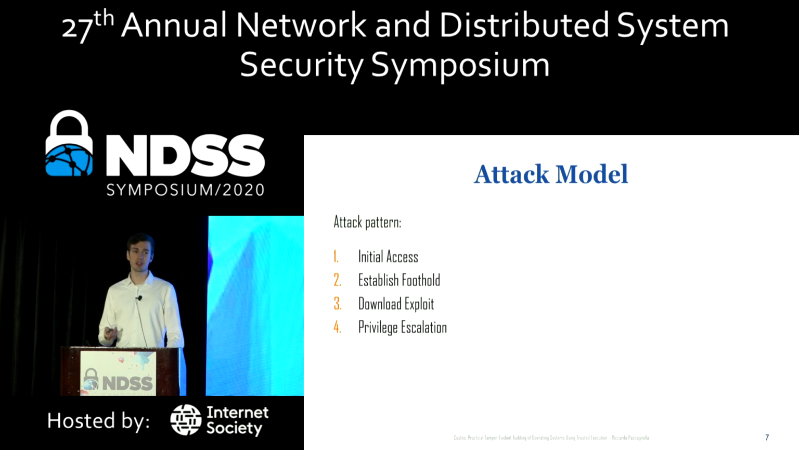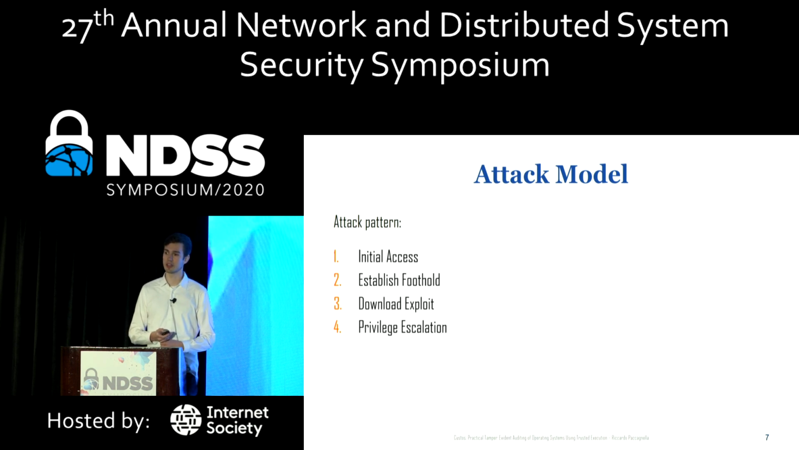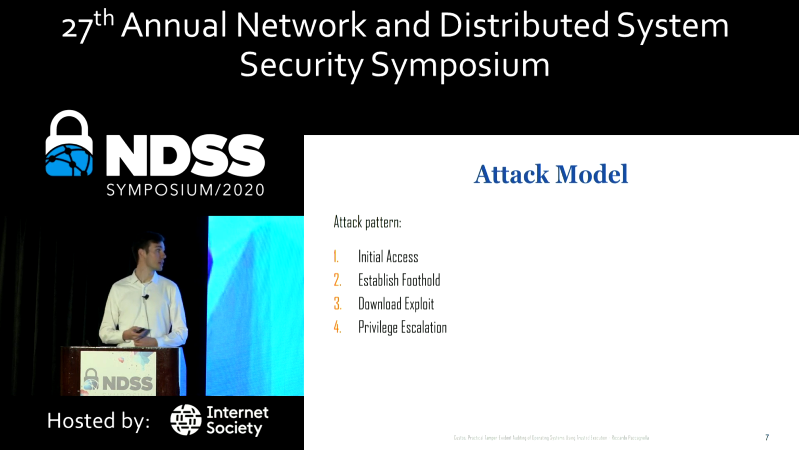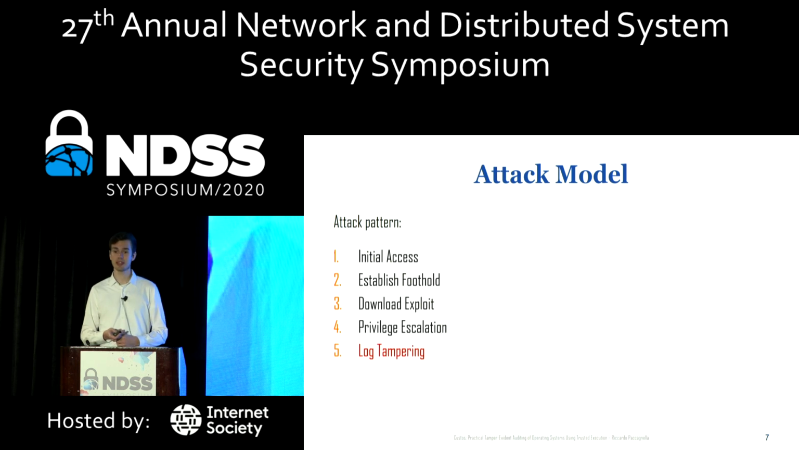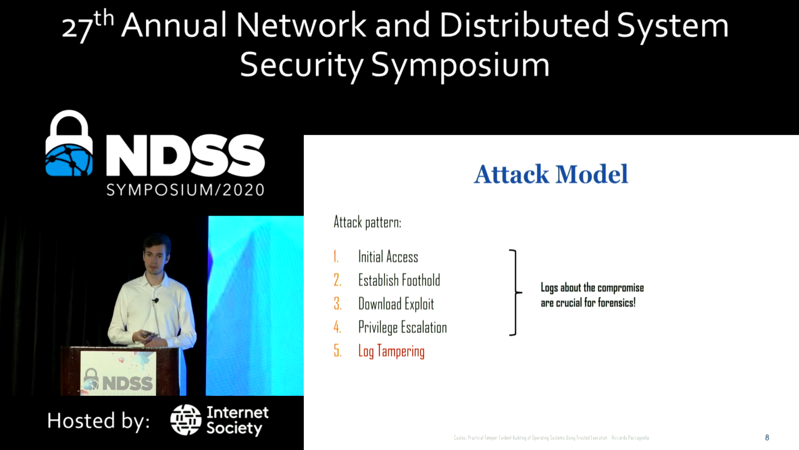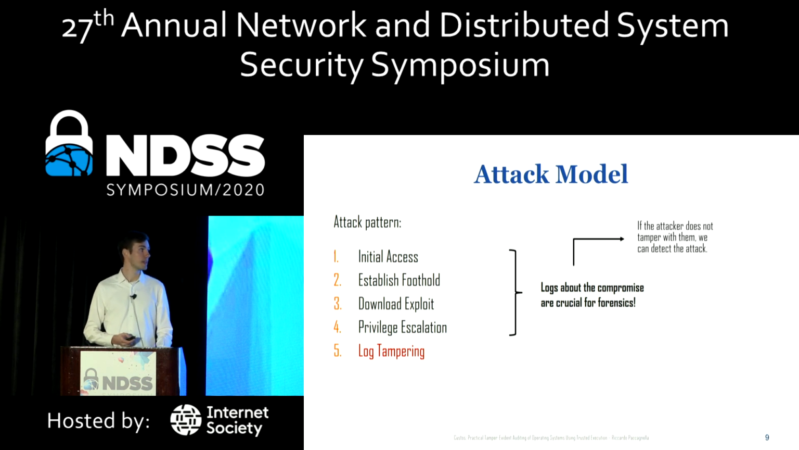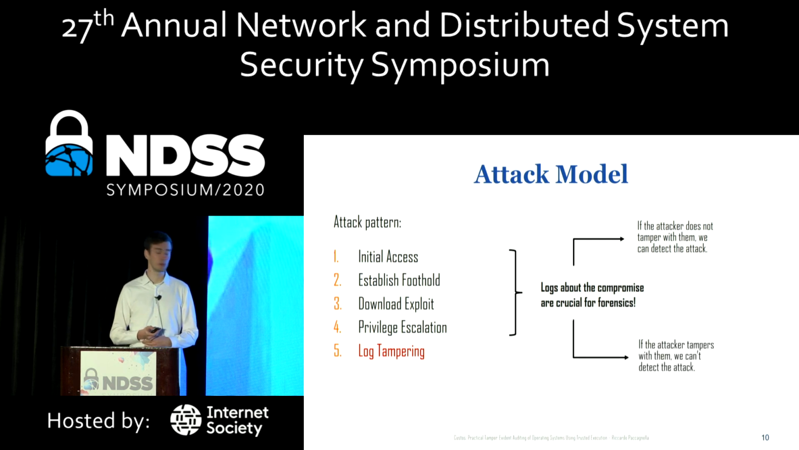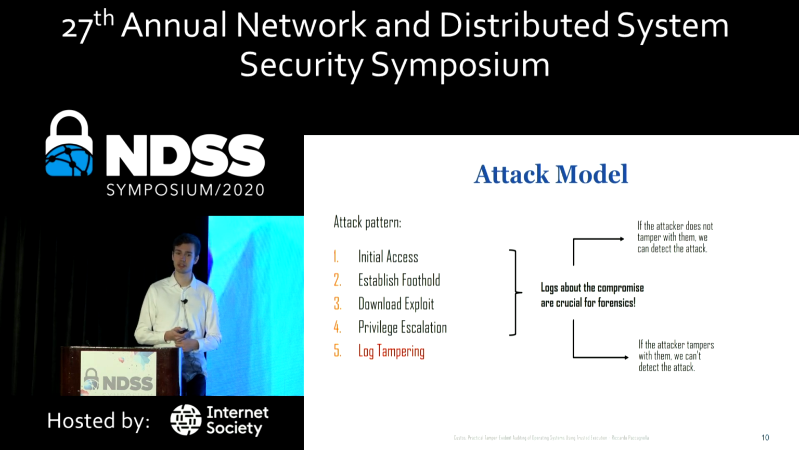Now, because in commodity operating systems root access is all that the attacker needs to tamper with the log files, after step 4 they are free to engage in log tampering and manipulate the log. The logs that we care about are the ones related to the compromise, from steps 1 to 4. The reason we care about them is that if the attacker does not tamper with them, then we can detect the attack with existing tools, like we saw in the previous presentation. However, the problem is that if the attacker does tamper with them, with existing tools we can't really detect the attack. So that's really a limitation of existing solutions.